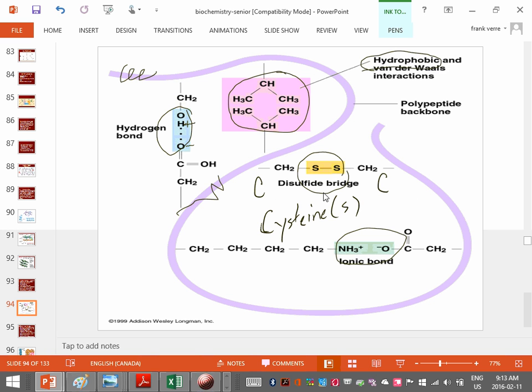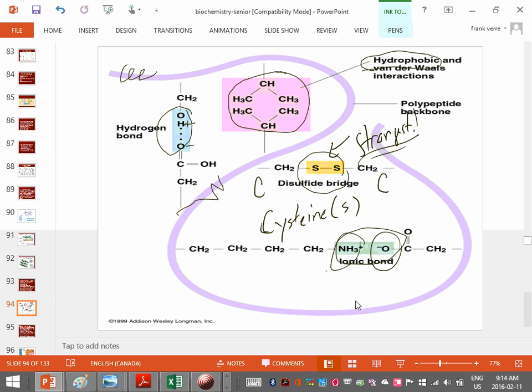If they face each other, you can get what's called a disulfide bridge. Okay? And that's actually the strongest bond. So this one is actually the strongest one. This is the strongest bond of the 4. And then you have a bond where one amino acid has a positive end, and the other one has a negative end, and if they face each other, you get an ionic bond.